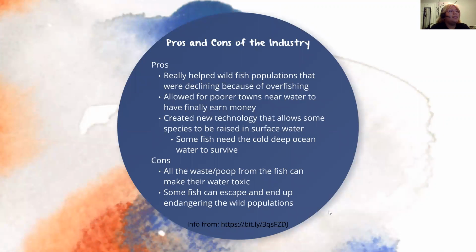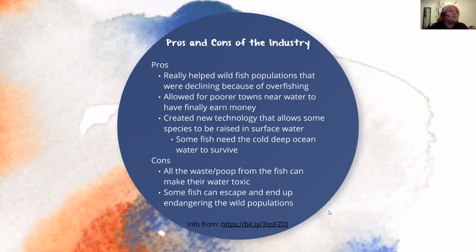Another pro is that they allow poorer towns or poorer countries near the water to finally earn money, and this is a really good source of income for these people. And another thing is they created new technology that allows some species to be raised in surface water because some fish need the cold, deep ocean water to survive. And so now those fish can easily be raised on the surface.